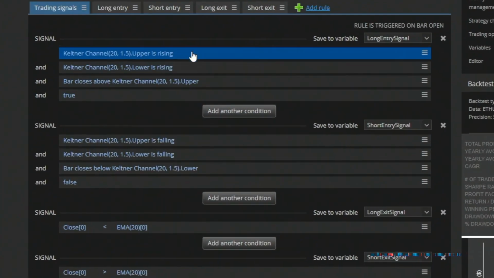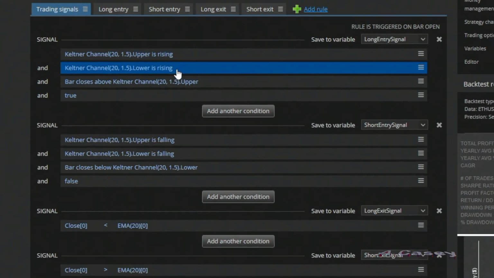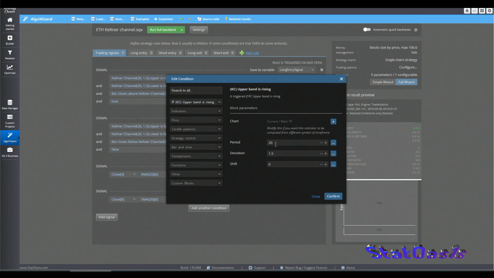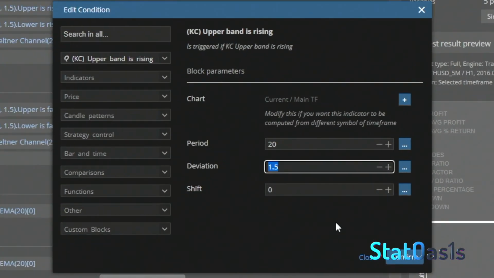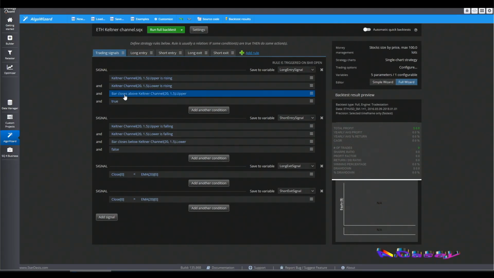The first two statements here are that the channel is rising. Keltner channel upper means the upper channel is rising, and this one, the lower channel is rising. This Keltner channel is 20 periods with 1.5 ATR, so this is the multiplier for the ATR. And then the bar closes above the Keltner channel. When the bar closes above the Keltner channel, we will go long. Now I added these booleans, true and false. In this case it's false, so there is no short going to happen. And here is the exit. We exit when the close is below the EMA of 20 periods.